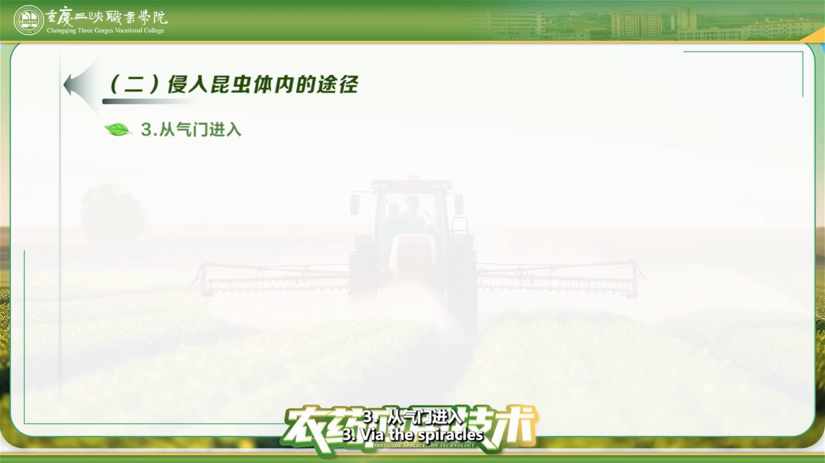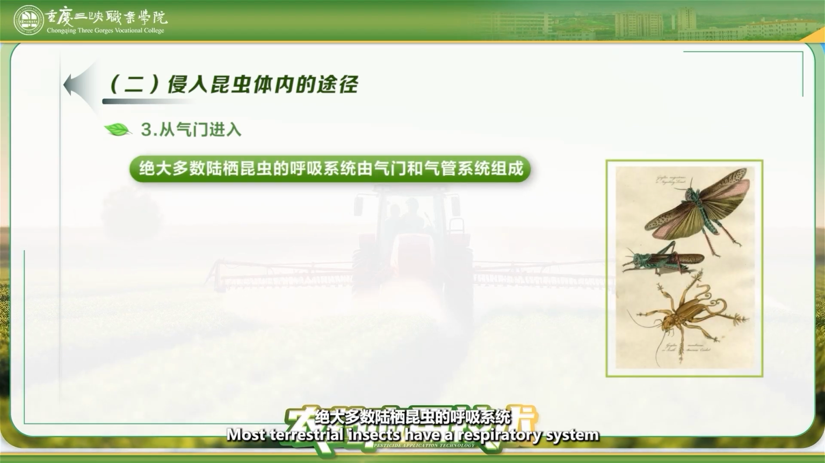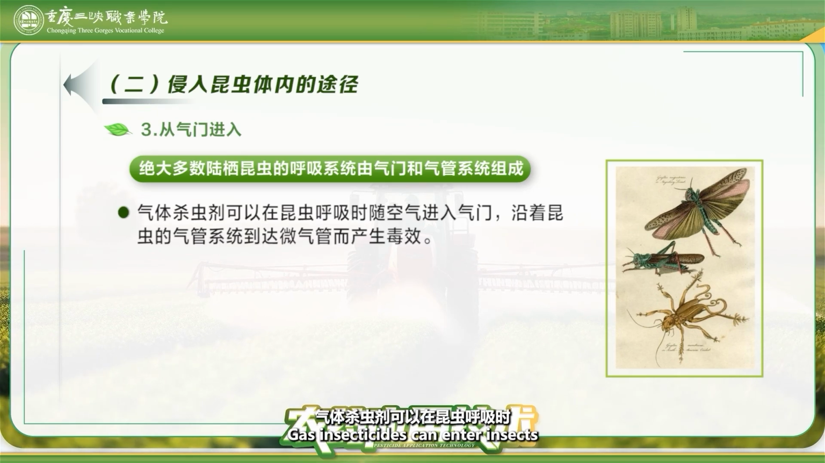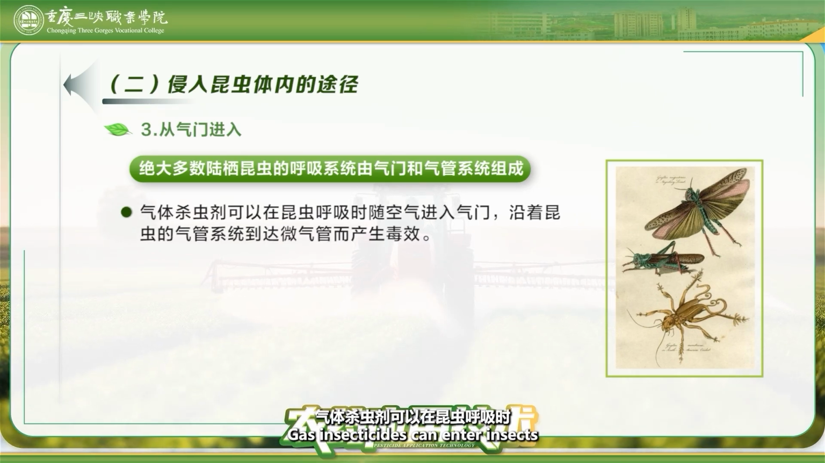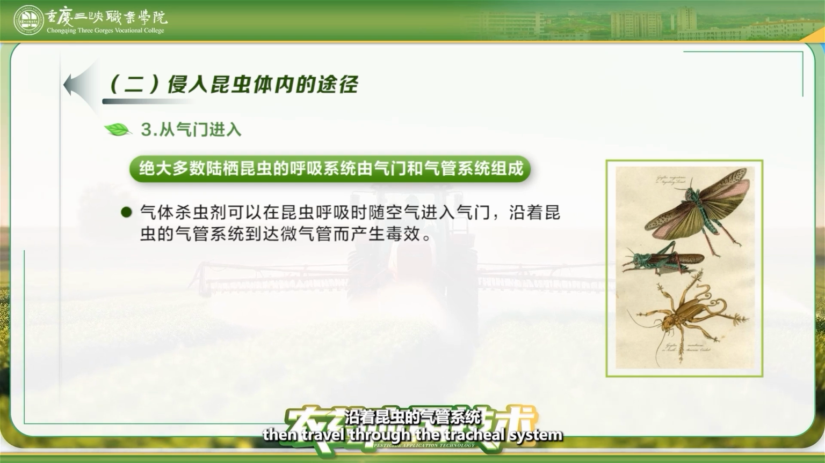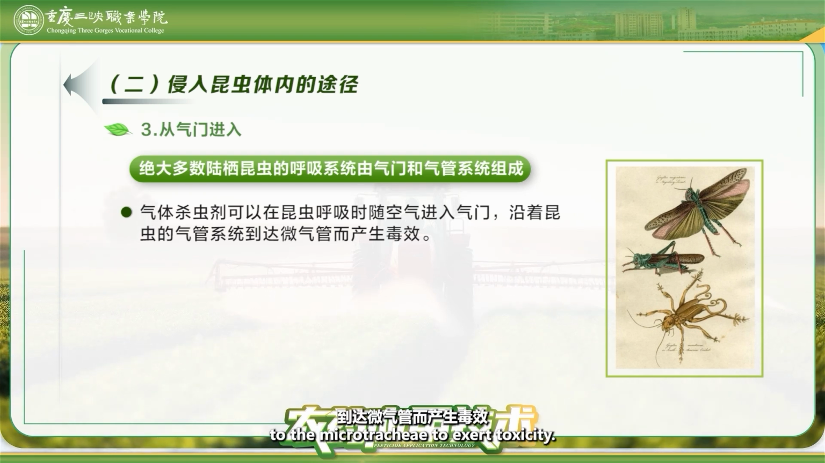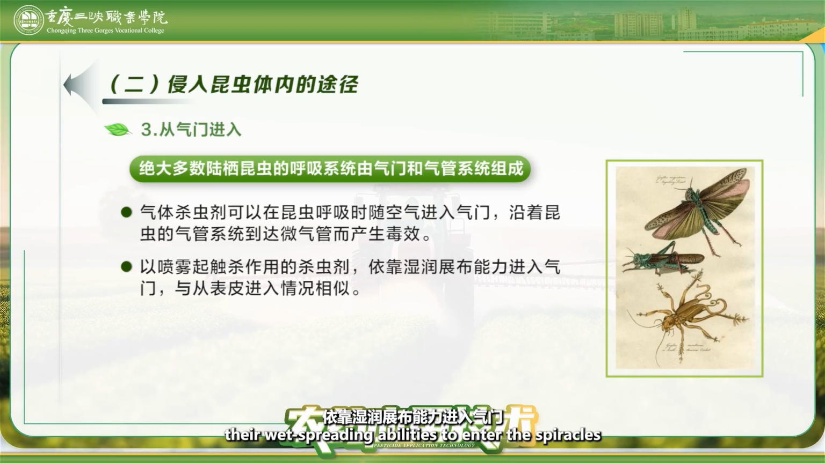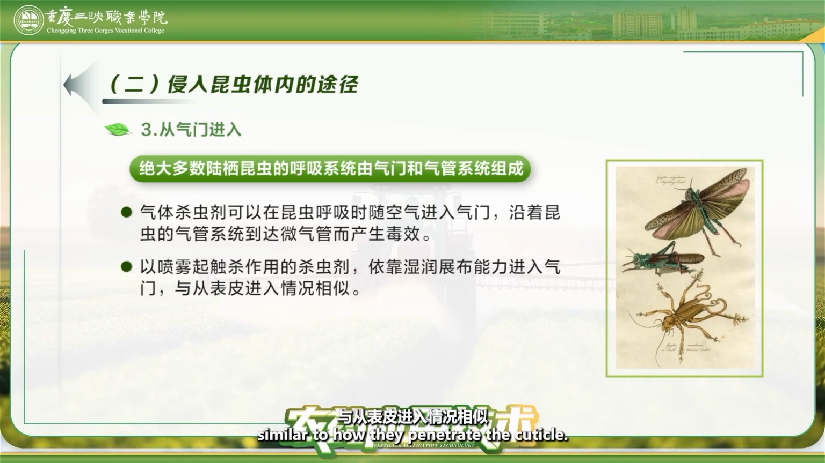3. Via the spiracles. Most terrestrial insects have a respiratory system composed of spiracles and a tracheal system. Gas insecticides can enter insects through their spiracles as they breathe, then travel through the tracheal system to the microtracheae to exert toxicity. Spray-type contact insecticides rely on their wet-spreading abilities to enter the spiracles, similar to how they penetrate the cuticle.